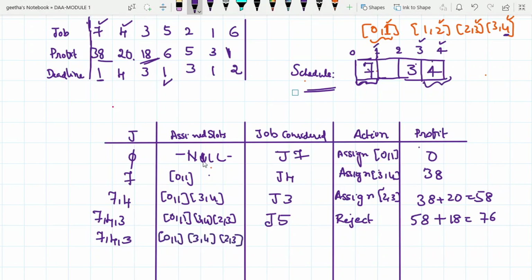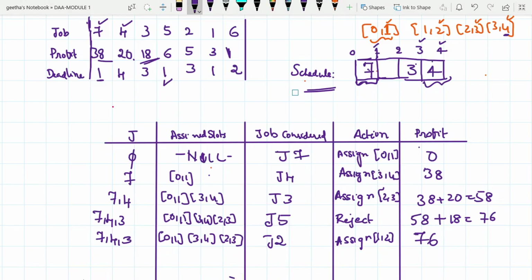After job 5, we'll consider job 2. This time it can be accepted. For job 2, the action is assign slot 1 comma 2. You can see that by assigning this we have used all the slots. We cannot assign slots for the remaining jobs anymore. The total profit is still 76.